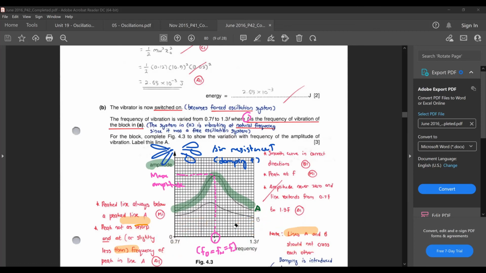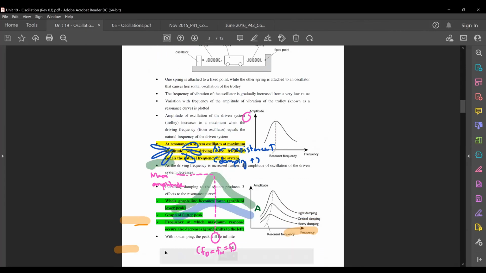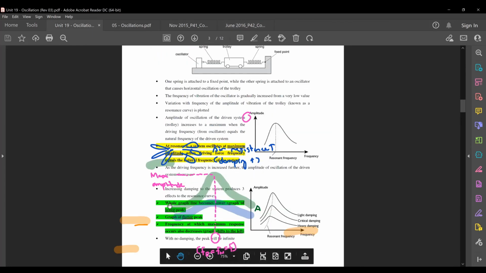your curve generally needs to follow three criteria. Number one is that your graph must be lower than before. Number two, your graph must be flatter. And then number three, the frequency at which you have resonance, or maximum amplitude, should be shifted to the left, right? It's following what I mentioned in the notes on page 3 under this part. Okay.